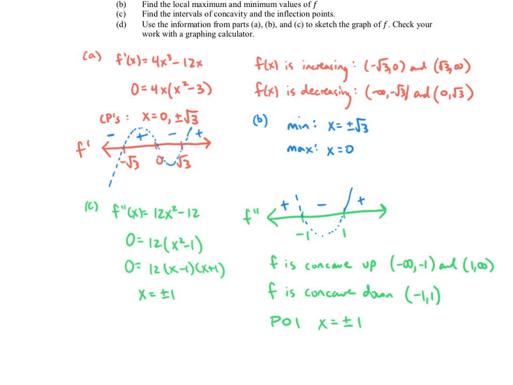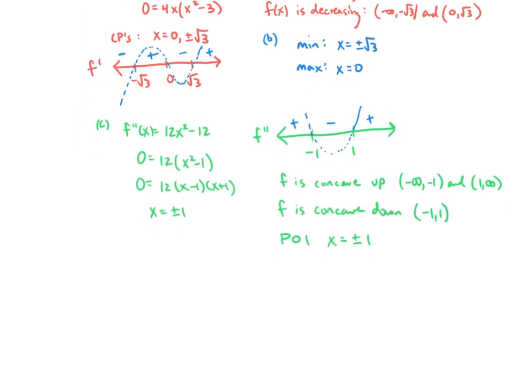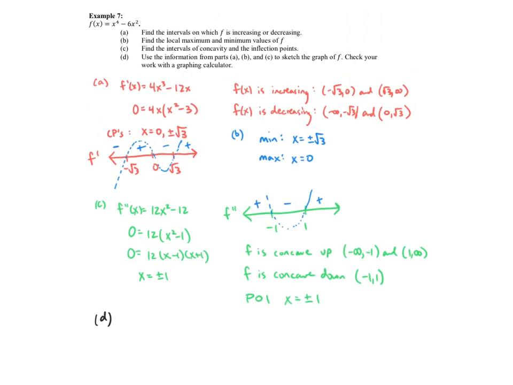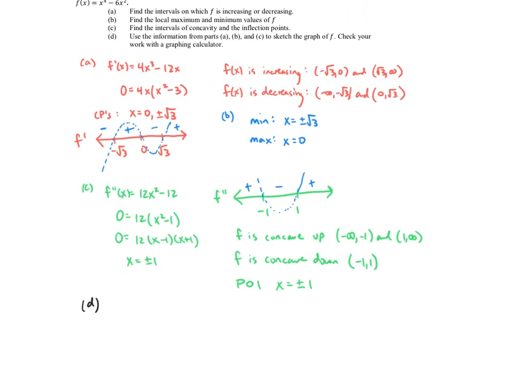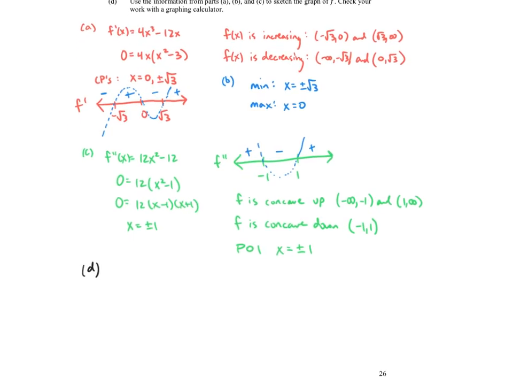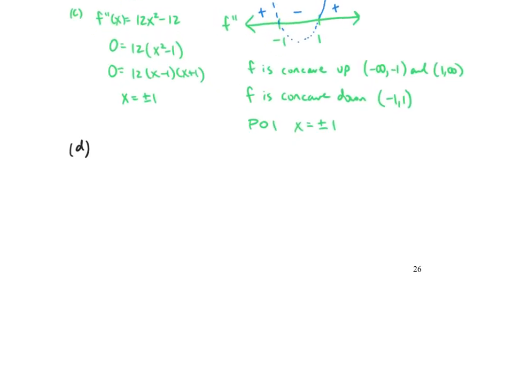Okay, last but not least, we are going to try to do a short little sketch of this particular function using all three of these parts we just found. So again, if we zoom out here, we know that f is increasing on those intervals and decreasing on the other two. We know the minimums and the maximums. We also know the points of inflection and the concavity of the function itself. So we're going to try to give it a relatively accurate sketch, and then we'll compare it. I have one for us to look at.